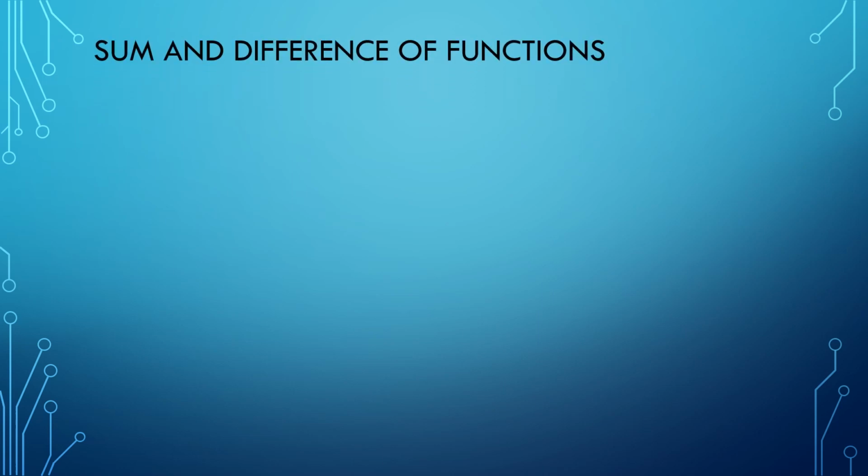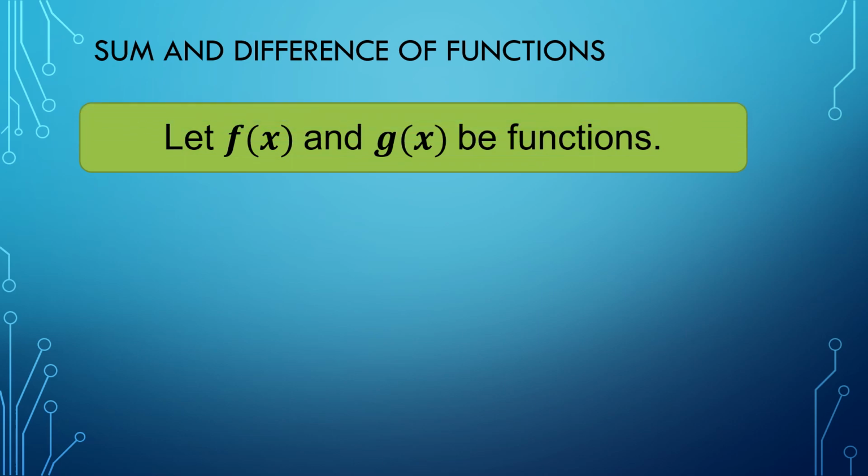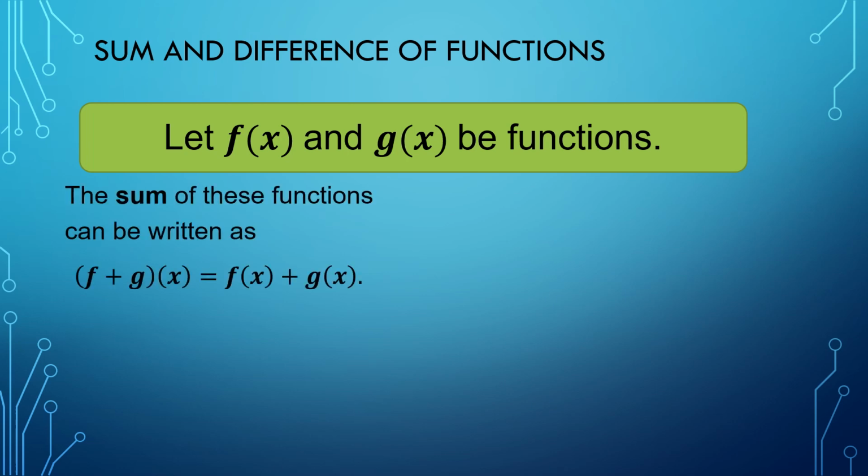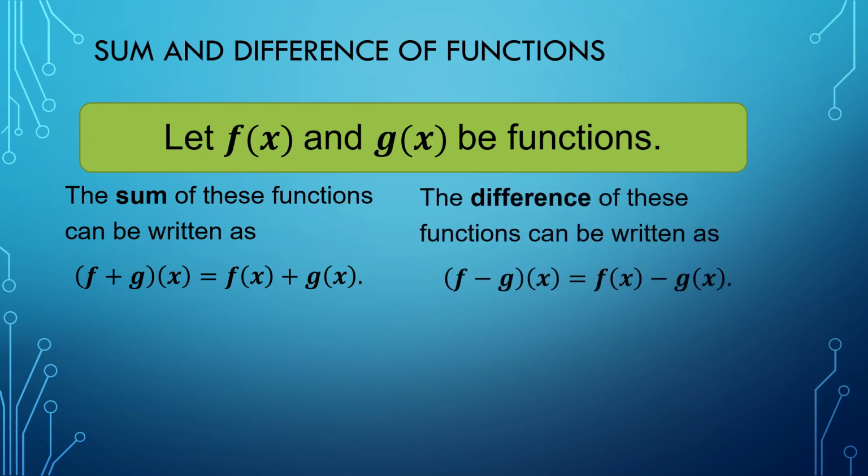First, we have the sum and difference of functions. We have here the definitions. Let f of x and g of x be functions. The sum of these functions can be written as f plus g of x is equal to f of x plus g of x. And the difference of these functions can be written as f minus g of x is equal to f of x minus g of x.